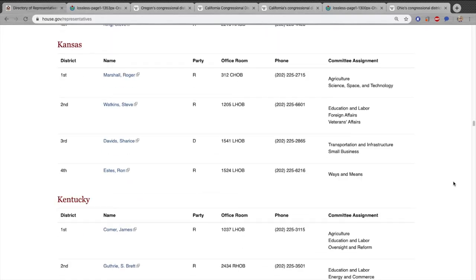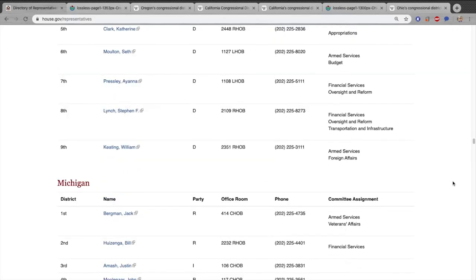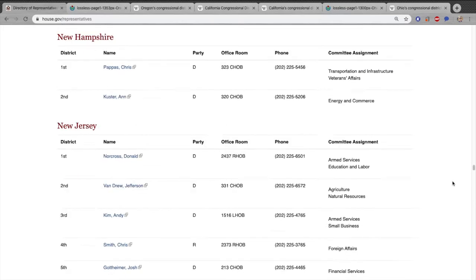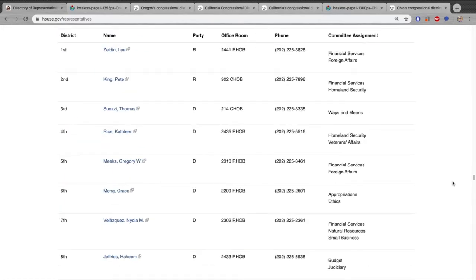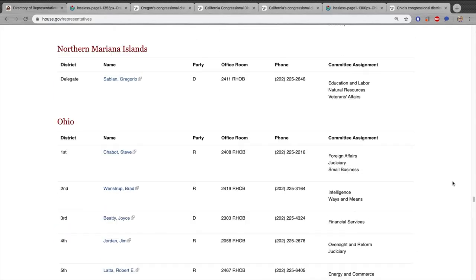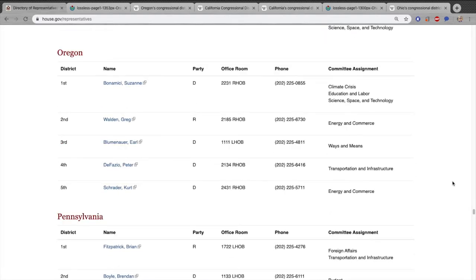How many do you think Oregon gets? Any guesses? Well, I have an answer for you. Oregon gets, wait for it, there we are. Oregon gets five representatives in Congress. There are their names and there are their political parties, and more on that later.